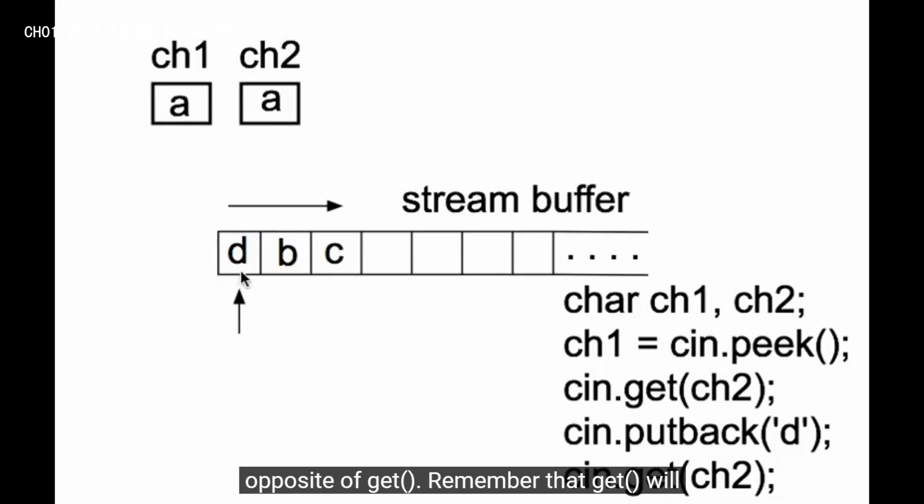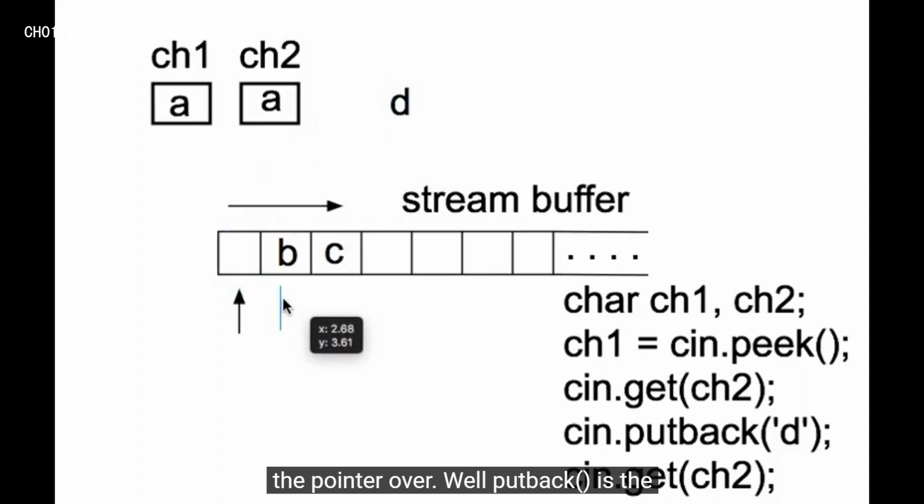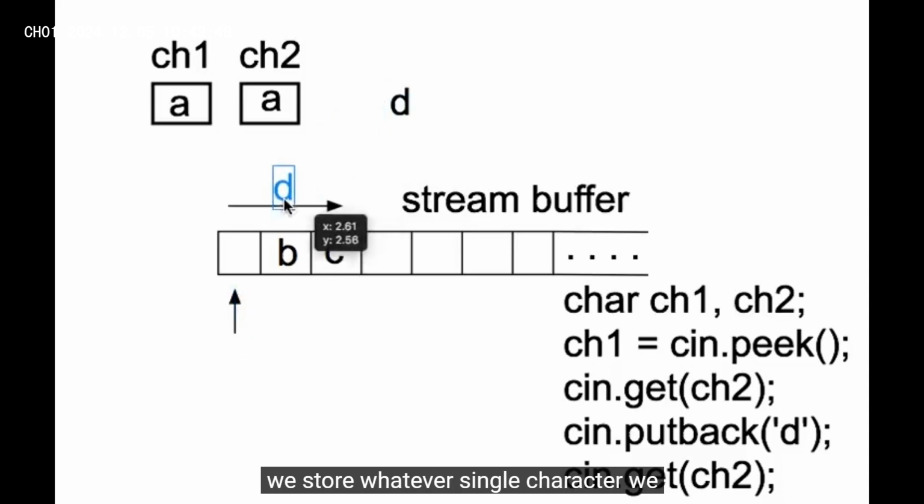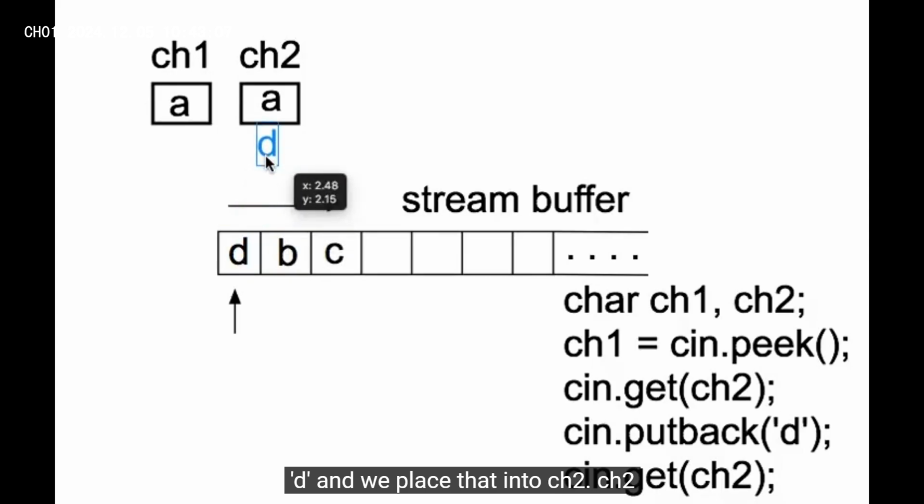Remember that get will remove the character from the stream and then move the pointer over. Well, putback is the opposite. So we move the pointer back over to the previous location, and then we store whatever single character we want in that location. And in this example, I'm just putting back a D. So the next statement after putback is cin.get(ch2). All right. Well, we grab the D and we place that into ch2.